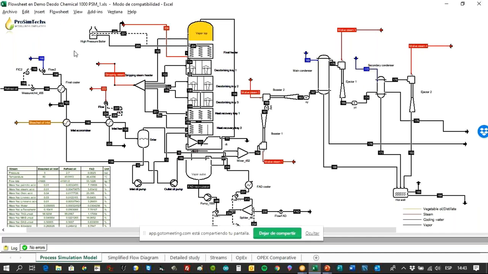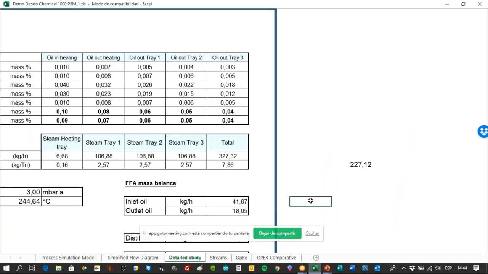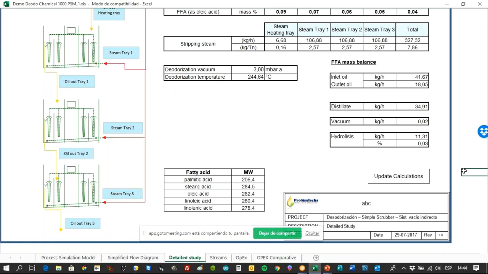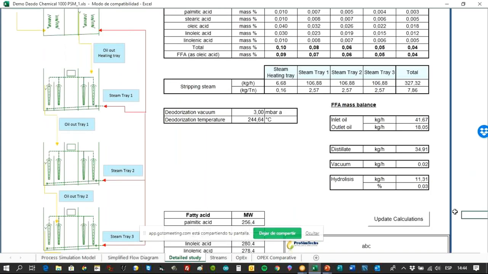Sometimes this takes a while, but it was sort of fast. So now the model has ended. All the calculations are converged. And we can check our result. We can do this by going again to our detail study, and I'm going to update the results. So basically I click here. And we are going to see what happened now that I have reduced this total stripping steam to the number that we saw, about 227.